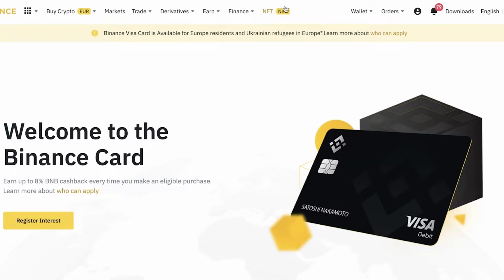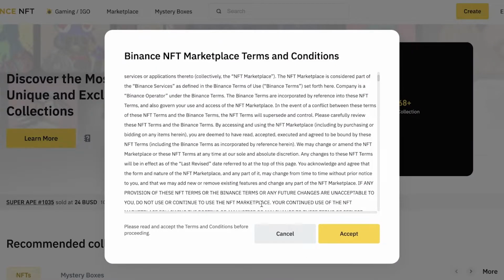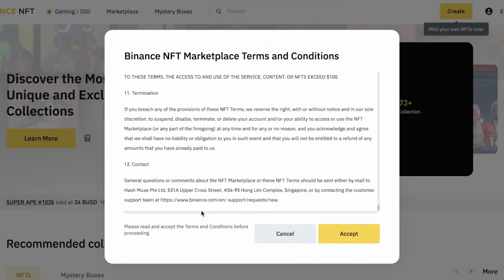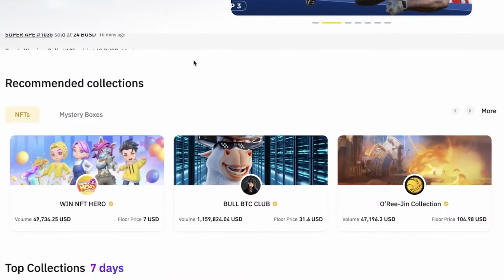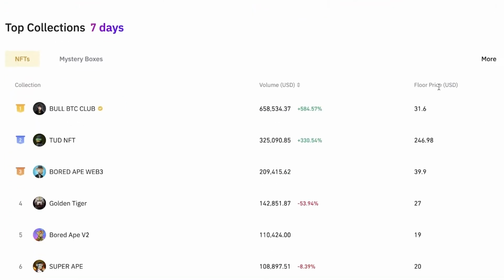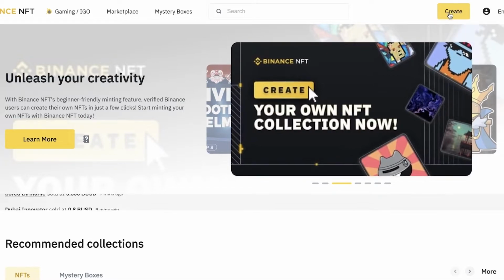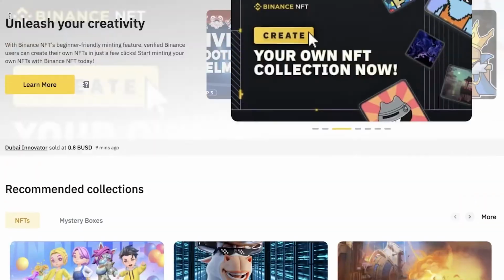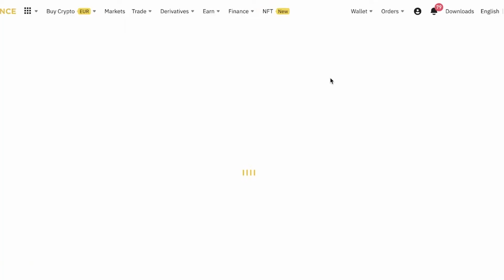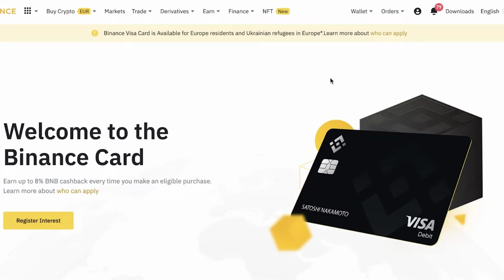Recently, Binance has also introduced NFTs. So you're just going to scroll down and then you're going to accept this, and you can actually purchase NFTs on the Binance platform as well as create and mint your own NFTs using Binance. So they have expanded not only to the crypto world, but also to the NFT world.